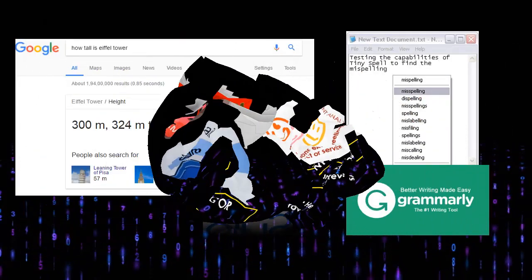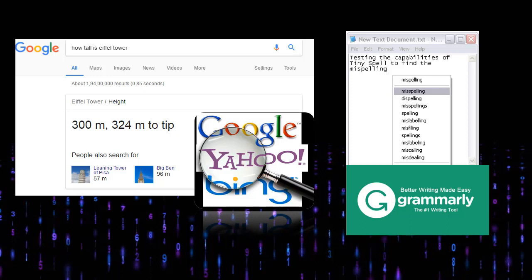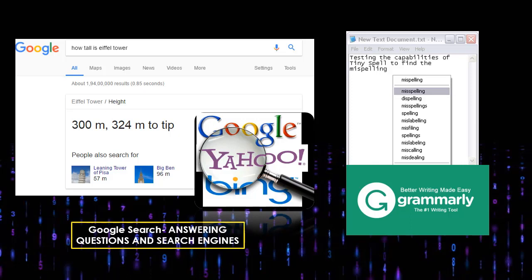You ask a question to Google, how tall is Eiffel Tower? The answer you get is 300 meter, 324 meter to tip. This is one word answer that you get. You might have wondered how Google is doing this. It is basically understanding your question by understanding the natural language. So Google search and the various search engines like Yahoo and Bing use NLP to answer questions and help in doing a search.